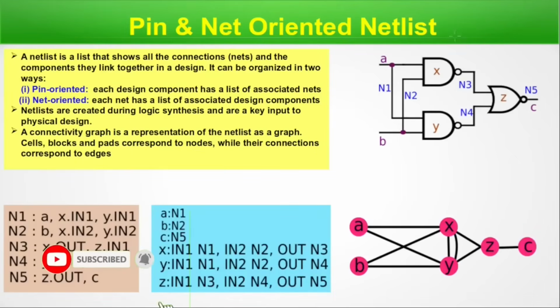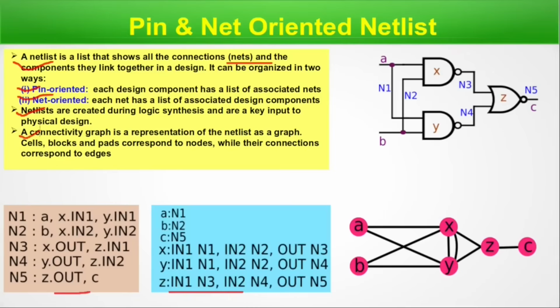Now, pin and net oriented netlist. Everything we are doing, we actually do this partitioning on a netlist. So a netlist is a list that shows all the connections on nets and the components they link together in a design. It can be organized in two ways, pin oriented and net oriented. This is the circuit, this is the net oriented description, this is the pin oriented description. Netlists are created during logic synthesis and are a key input to physical design. We already have a series on synthesis and EOSIS. Watch it for better understanding.